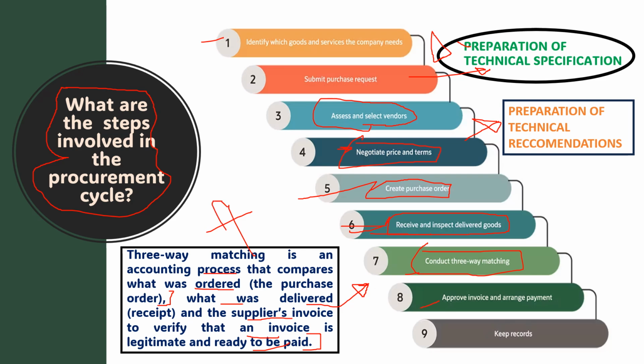Next is approve invoice and arrange payment. Once everything has been delivered, we approve the invoice and arrange the payments. So basically the purchase team does all these things. And after that, you keep the records. Why? Because in future also these records are very mandatory.